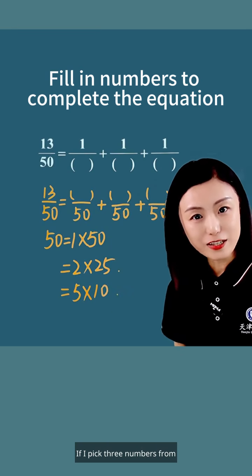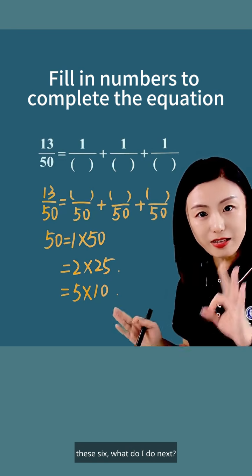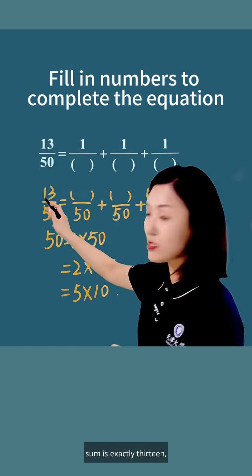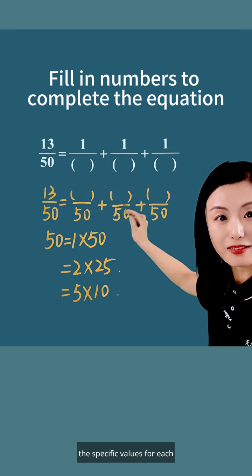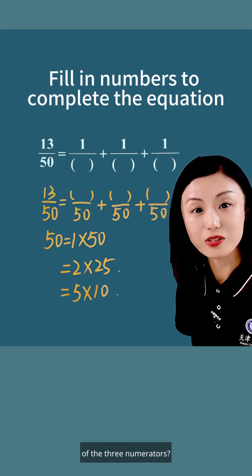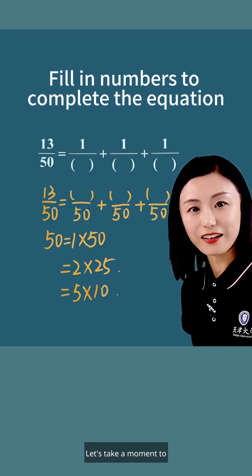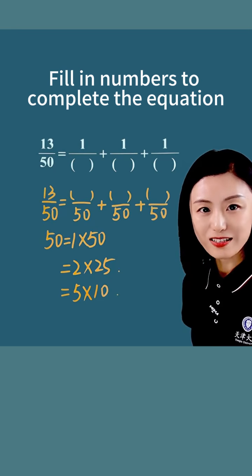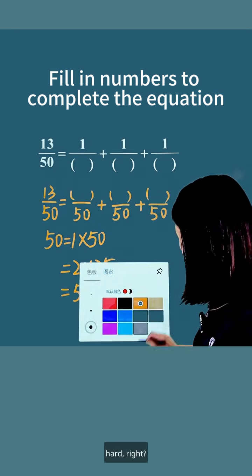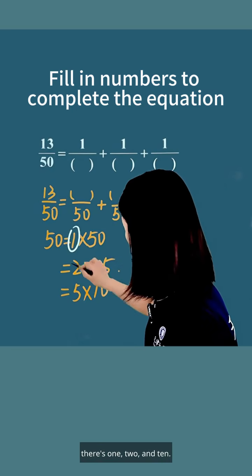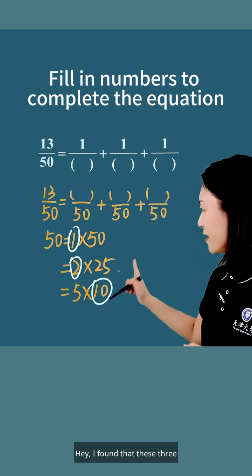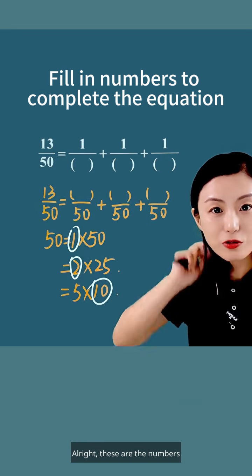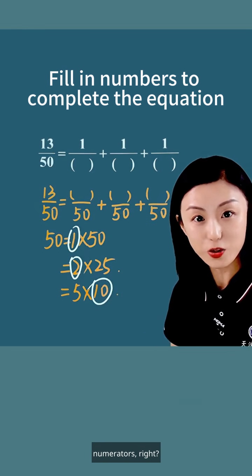If I pick 3 numbers from these 6, what do I do next? Now, if we consider that their sum is exactly 13, doesn't that provide us with the specific values for each of the 3 numerators? Let's take a moment to carefully examine which 3 numbers will add up to 13 in this case. Try to find them. It's not hard, right? Among these 6 numbers, look, there's 1, 2, and 10. Hey, I found that these 3 numbers add up exactly to 13. All right, these are the numbers we need to choose for the numerators, right?